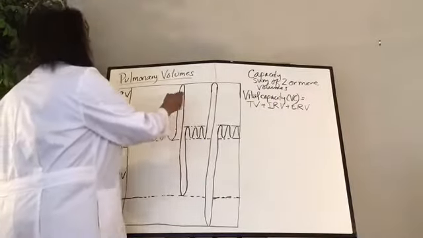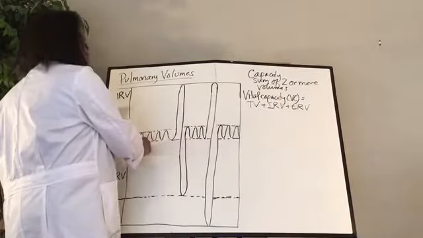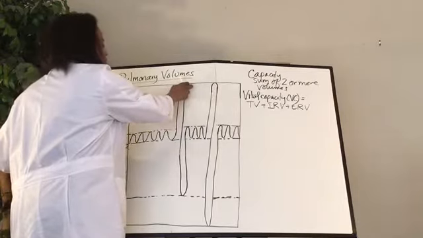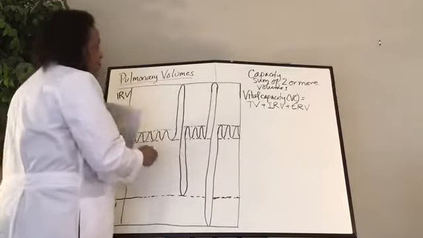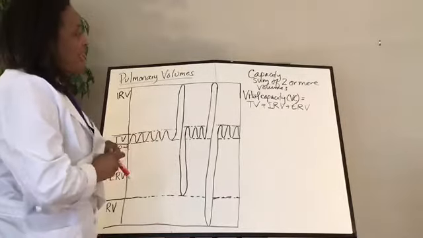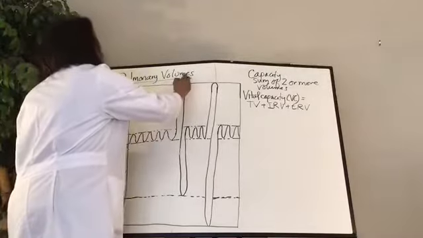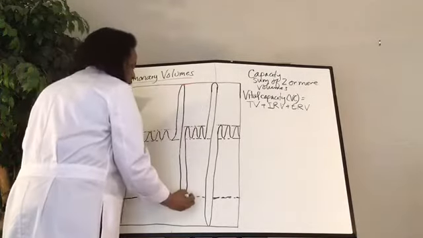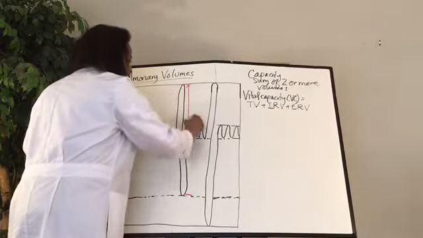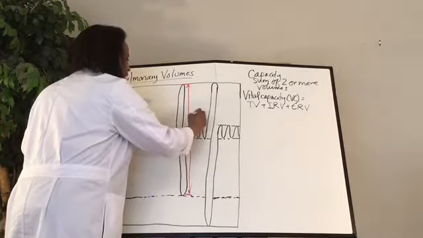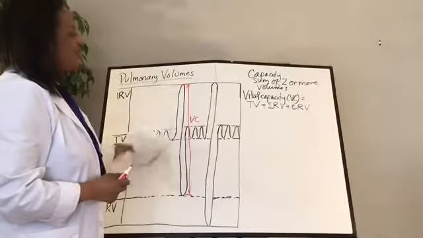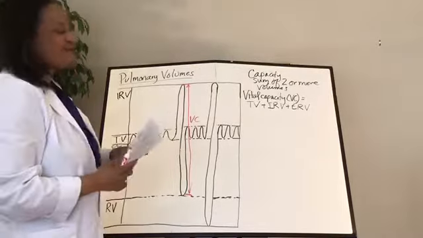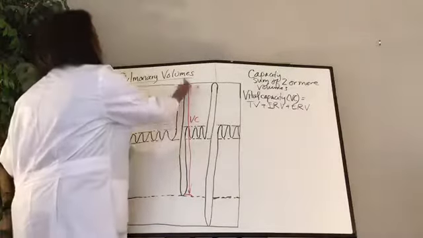That would make this tidal volume here, plus inspiratory reserve volume and expiratory reserve volume. That total volume is vital capacity. So that would be from here to here. Vital capacity. Okay? This is the largest volume of air that can be moved in and out of the lungs.